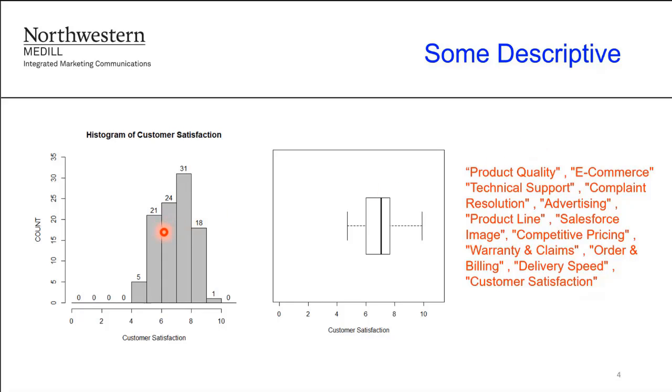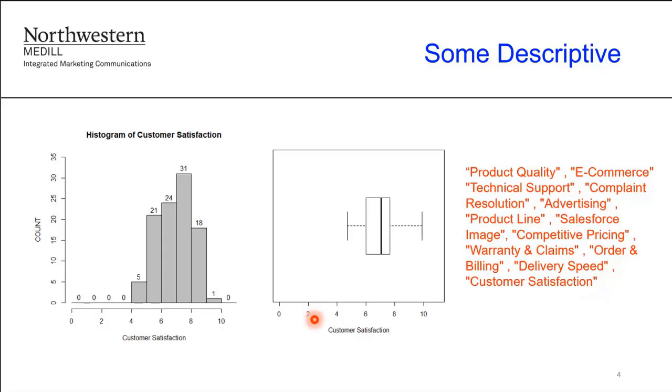This is a histogram and this is a box plot. Let's take a look at the histogram of the customer satisfaction variable. This looks like an approximately normal distribution, a little bit right skewed though. It looks like there are no outliers, so there are no extreme values. That's what we can see from the histogram.